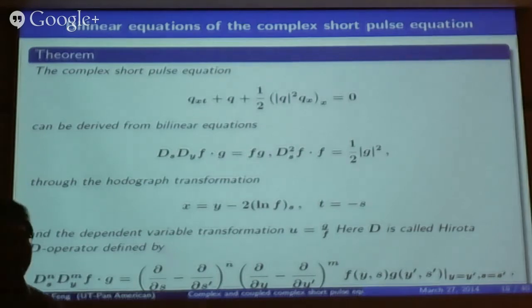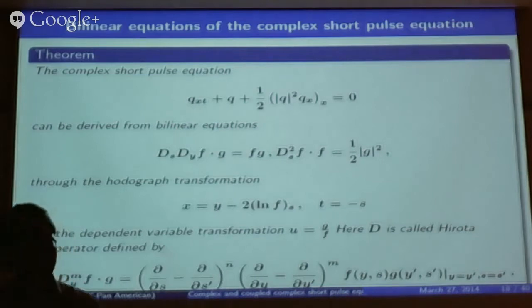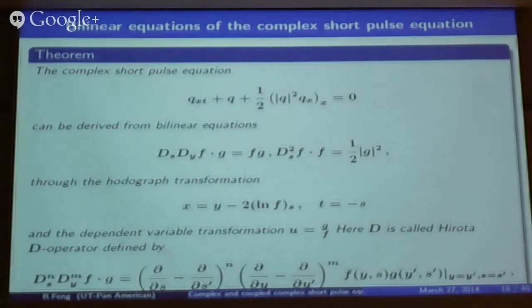But it's an n-soliton solution. That means one soliton is like one pulse propagating without changing direction. Two solitons means two solitons with different speeds; they collide, but they don't change their shape. Okay, and of course 3, 4, and so on.